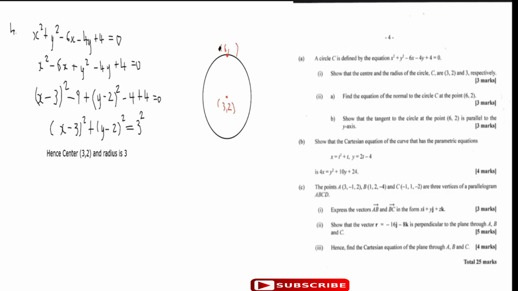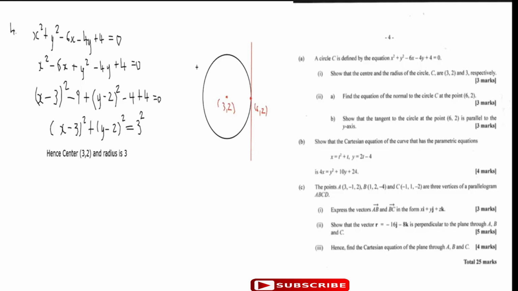This is not 6, 2, sorry. I put the wrong point. 6 would be going across here. My bad, my apologies. This is 6, 2. All right, and this would be the tangent. That would be the tangent.